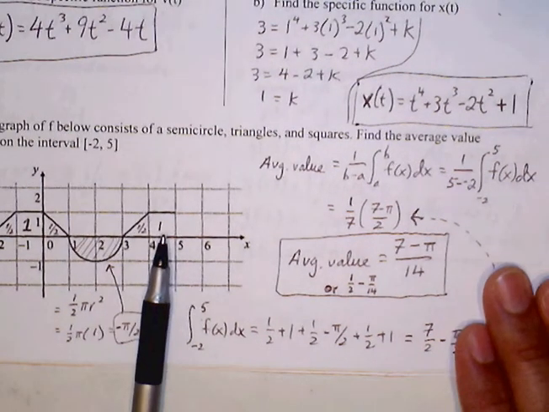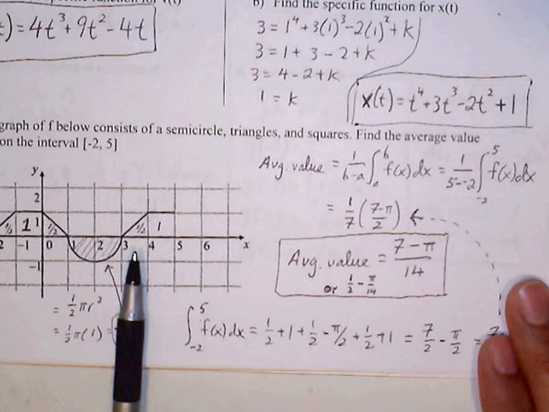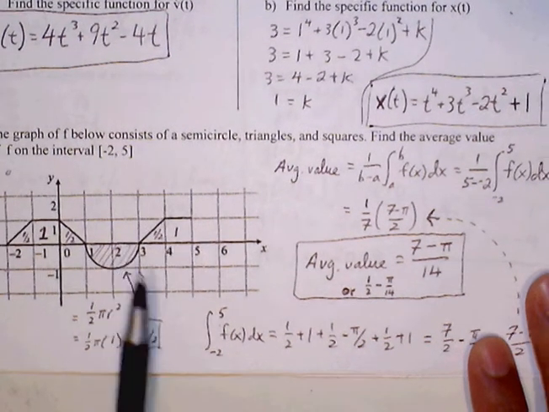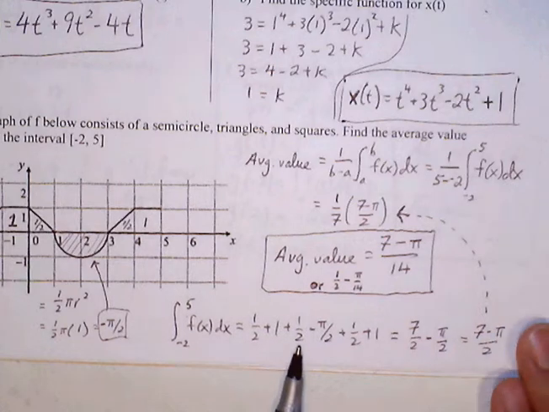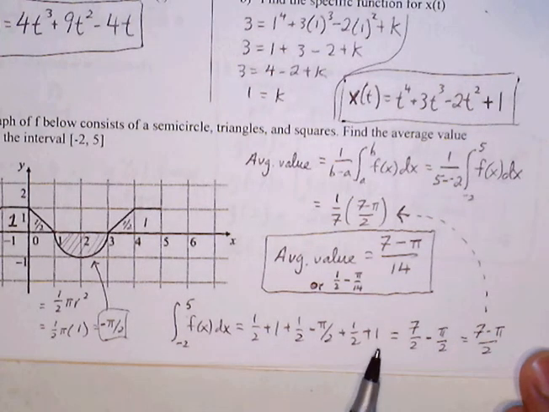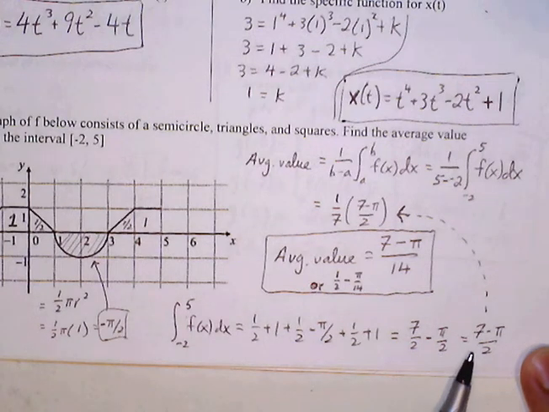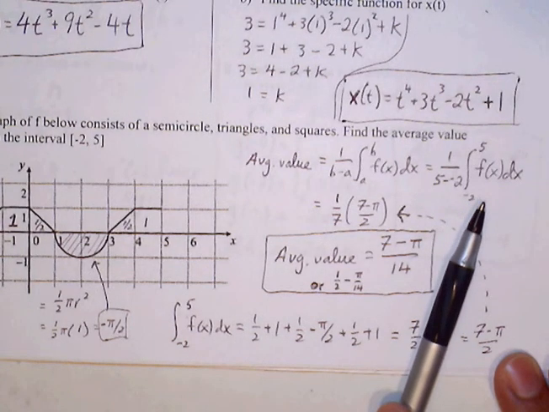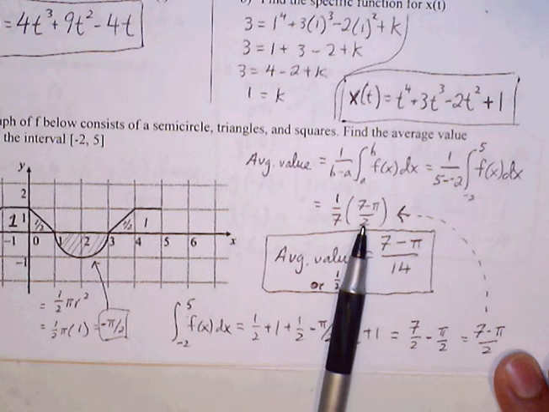Square is 1. So if we add all these values up, making sure that this is negative, we're going to have 1/2 plus 1 plus 1/2 minus pi over 2 plus 1/2 plus 1. All this combines to be 7/2 minus pi over 2, and I reduce that to be 7 minus pi over 2. Now this represents the definite integral from -2 to 5 of f of x dx. So I simply replace that in with 7 minus pi over 2 times the 1 over 7.